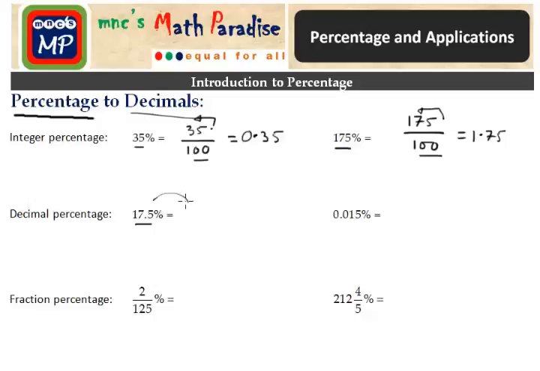Here the value itself is a decimal and then percentage. To convert from percentage to decimal, we take this value part, that is 17.5, and then divide by 100. It already has a decimal point, so this decimal point will move 2 digits left because of this division by 100. It will come in front of 1, so we will get 0.175.